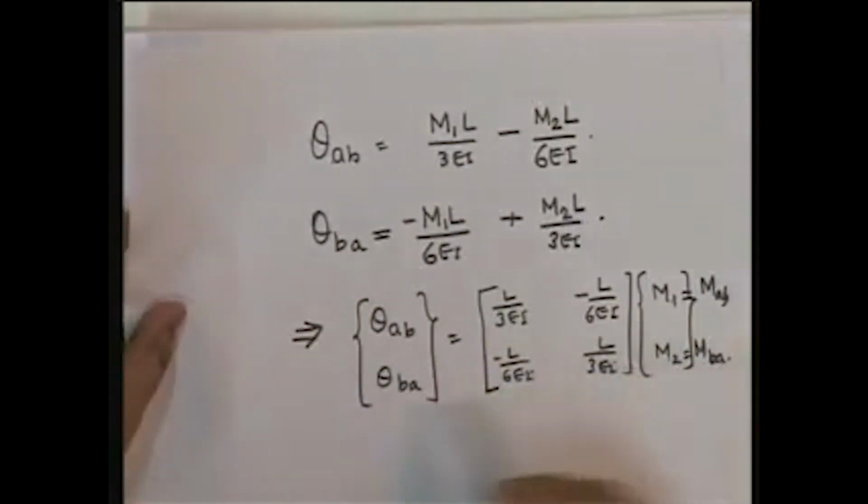If I do that, that means theta AB and theta BA are related to MAB and MBA through this. Now I can do the flip side. I can then write down MAB and MBA in terms of theta AB and theta BA, and that's what I'm going to do. How would that be?